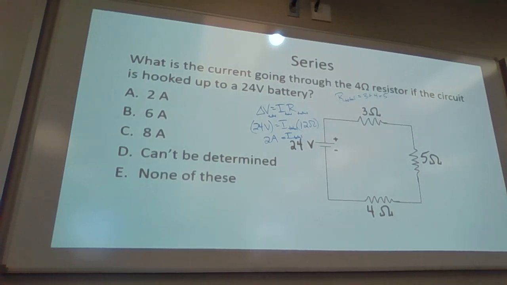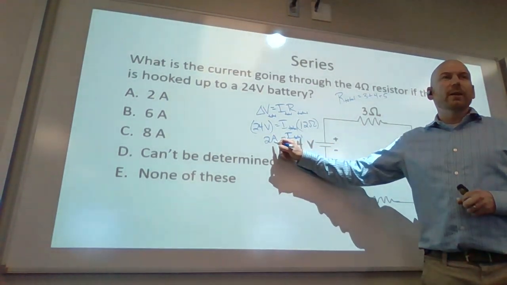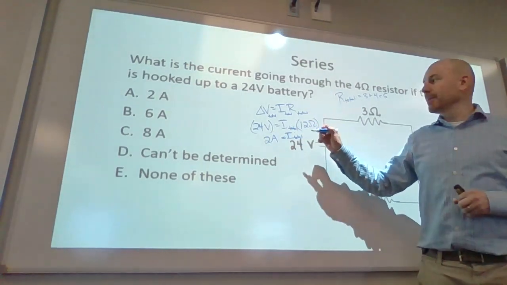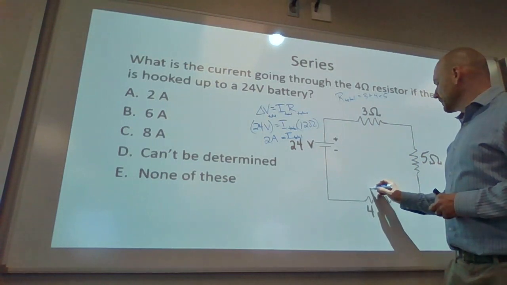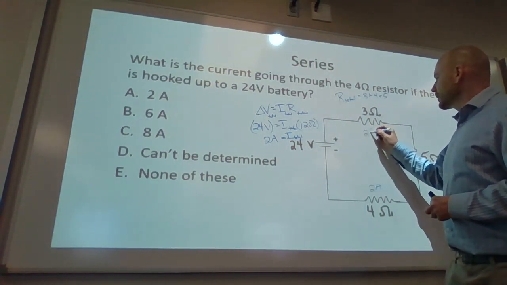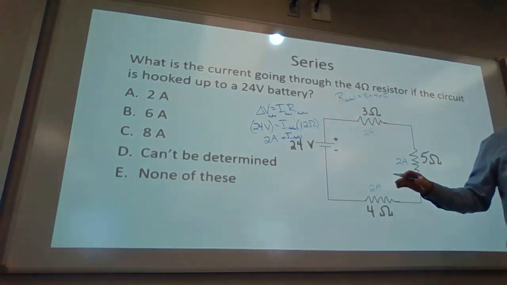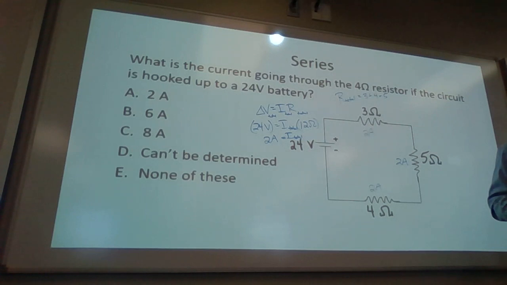Great question. Okay, so folks, here's the deal. Since I know the total current, because it's a series circuit, the current everywhere is equal to 2 amps. There's 2 amps going through each of those resistors. Does that make sense? Does that answer your question?